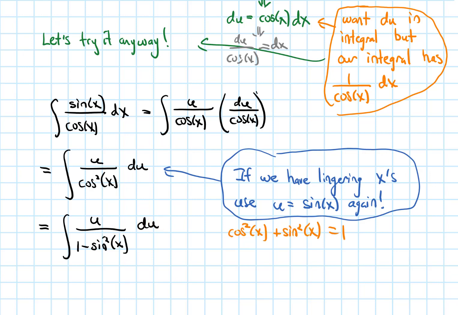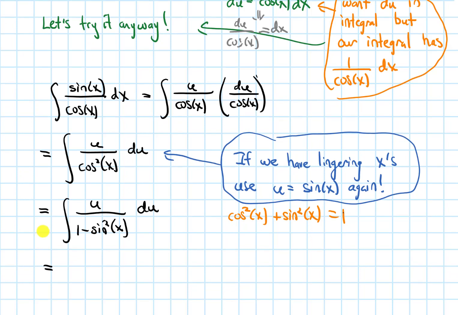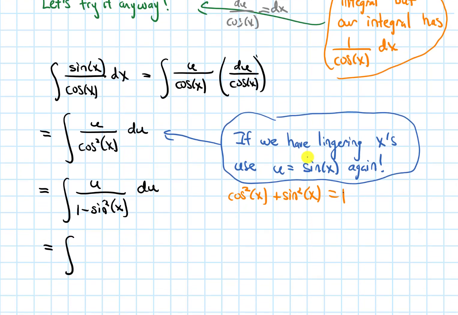So I just use the identity cosine squared x plus sine squared x equals 1. If we isolate the cosine squared, it becomes 1 minus sine squared x. Now we have sine in here, so I can plug in my substitution again. We get u over 1 minus u squared. We took this u substitution and plugged it in again for the sine in here.